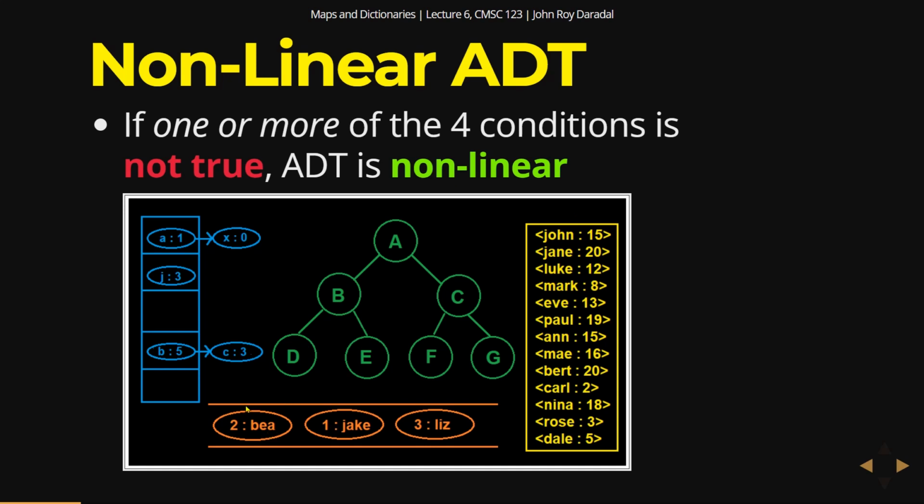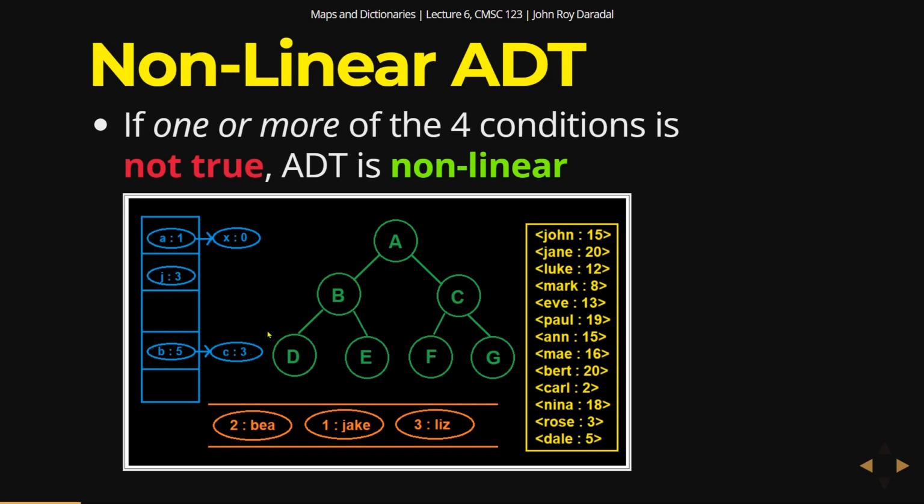Okay, and then for the priority queue, for example, let's say that priority 2 Bea was the first in line, but Jake, which has priority 1, maybe he's a senior citizen, could be taken out of the priority queue before Bea. So even if Bea came first, Jake could be taken out first because he has a higher priority.